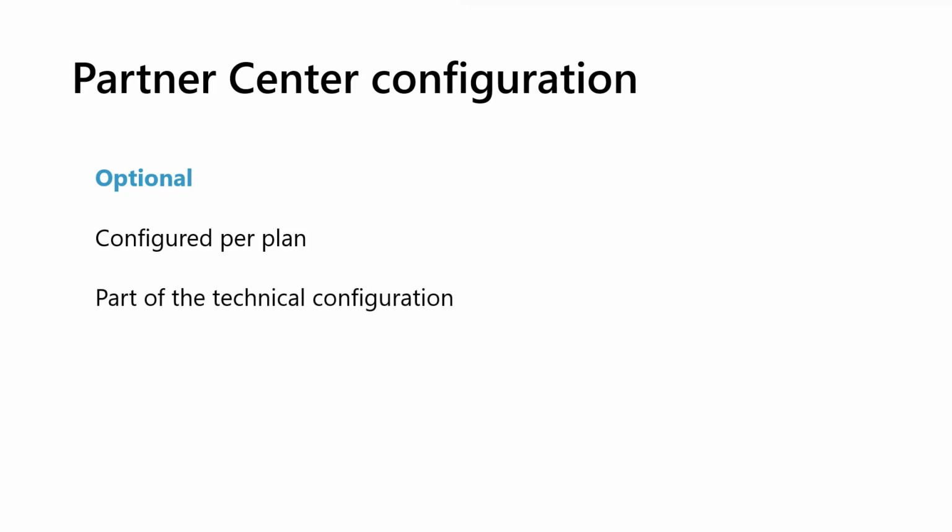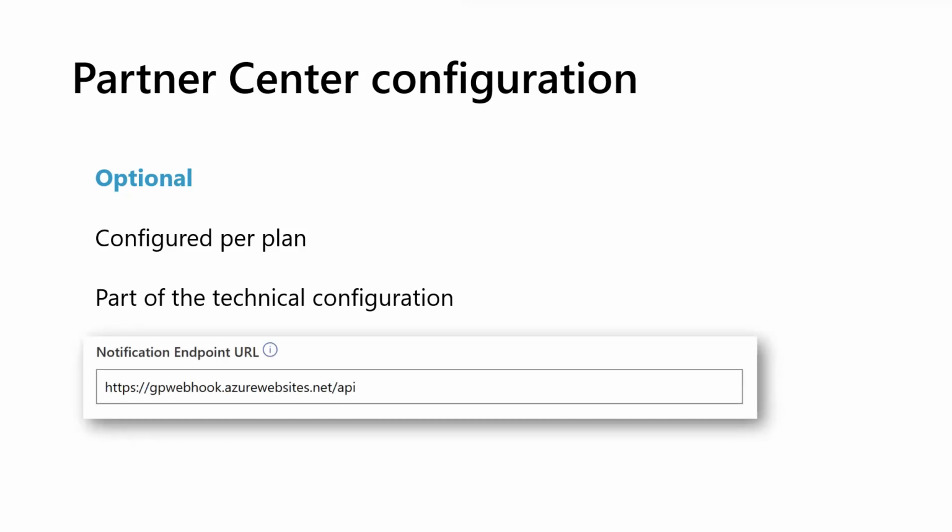We're going to look at what it looks like in Partner Center to configure a webhook for a given plan. First of all, we can note that they are configured per plan, so we can have a different webhook for each plan in our offer should we choose to do so. And it is part of the configuration for technical assets that you'll find associated with each plan. Here we see a very typical example of what a notification endpoint might look like inside Partner Center. There's just a field for it, and you put in the endpoint that you want to call.